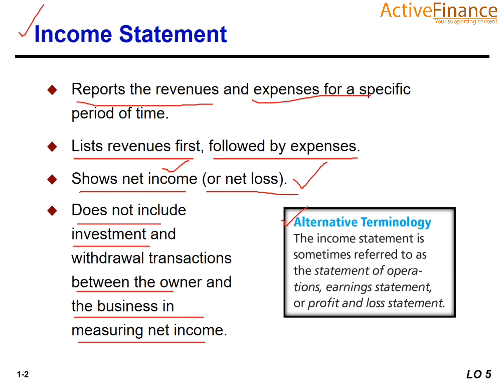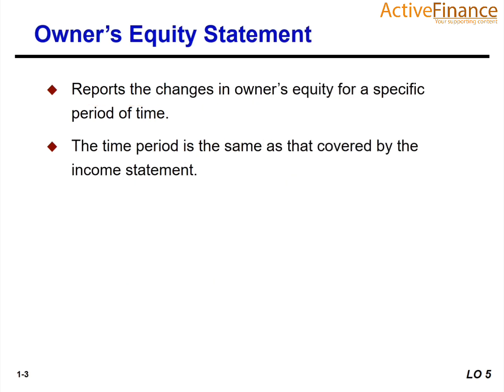Now the alternate terminology for the income statement. The income statement is sometimes referred to as the statement of operations or the earnings statement, or it is also called the profit or loss statement. These are the alternate terminologies. This is the second statement, which is the owner's equity statement.